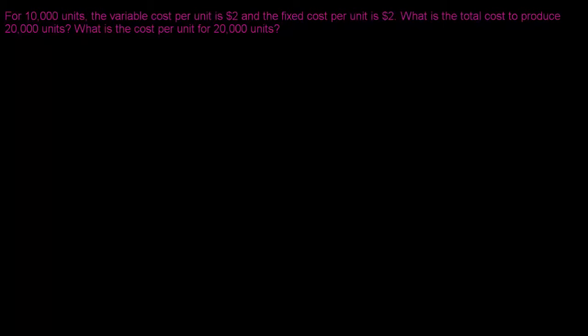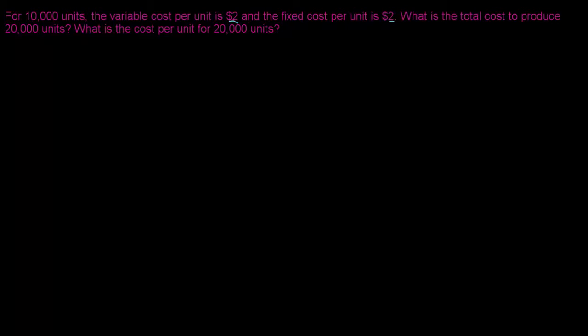So, the problem that we have says for 10,000 units, the variable cost per unit is $2 and the fixed cost per unit is $2. Okay, so expressed as a unit cost, both the variable cost and the fixed cost are $2. What is the total cost to produce 20,000 units? And what is the cost per unit for 20,000 units?